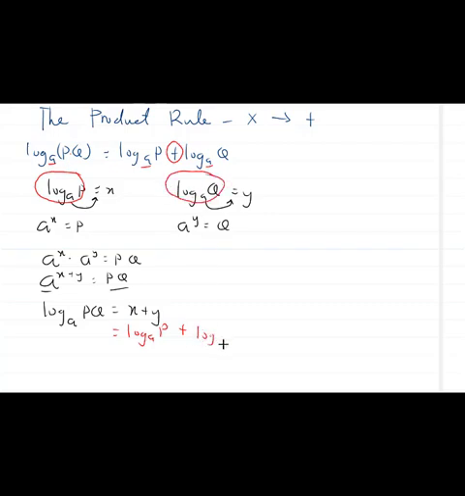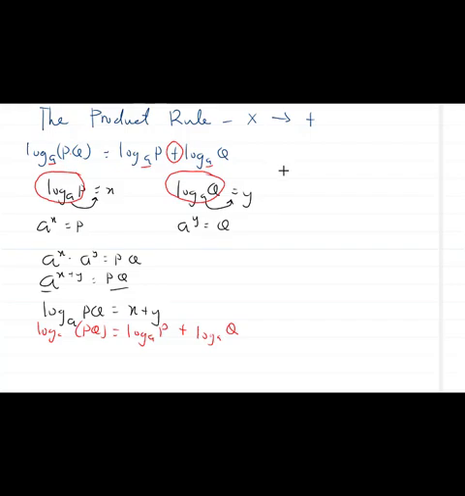Log base a of q. So we realize that log base a of p times q has been expressed as log base a of p plus log base a of q. So this is called the product rule, which turns multiplication into addition.